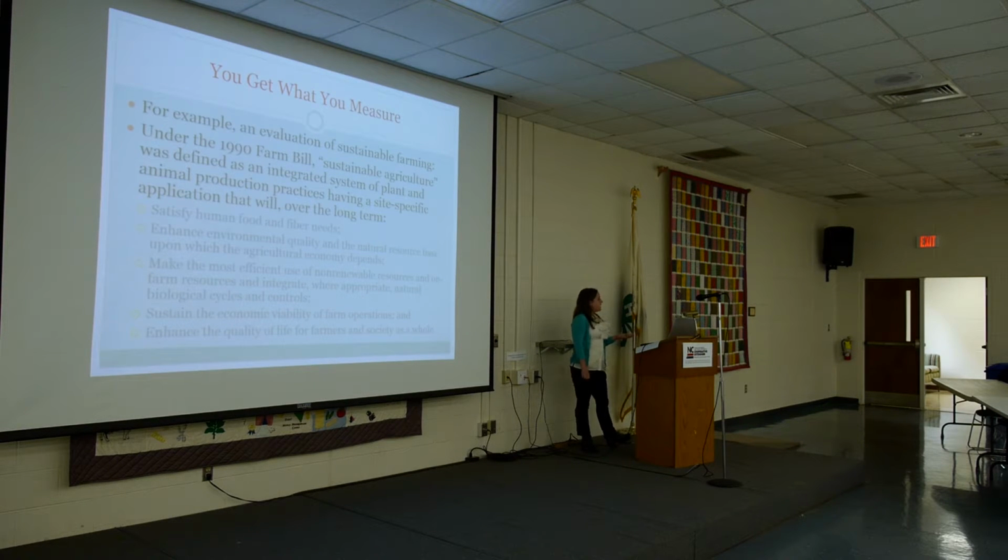Under the 1990 Farm Bill, sustainable agriculture was defined as an integrated system of plant and animal production practices having a site-specific application that will, over the long term, satisfy human food and fiber needs, enhance environmental quality, make the most efficient use of non-renewable resources, sustain economic viability, and enhance the quality of life for farmers as a whole. If you define sustainable agriculture this way, take a guess, how many of the producers said that they did sustainable agriculture?